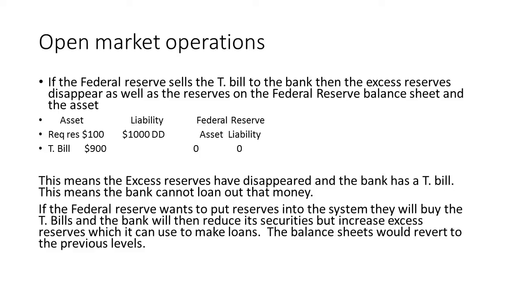If the Federal Reserve wants to put reserves into the system, they'll buy the Treasury bills, and the bank will then reduce its securities and increase excess reserves, which it can use to make loans. The balance sheet would revert to the previous levels. They would then begin to expand the money supply if they make loans.